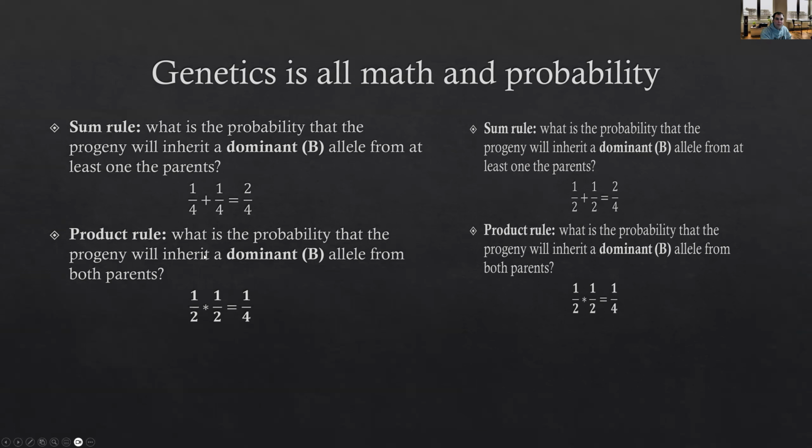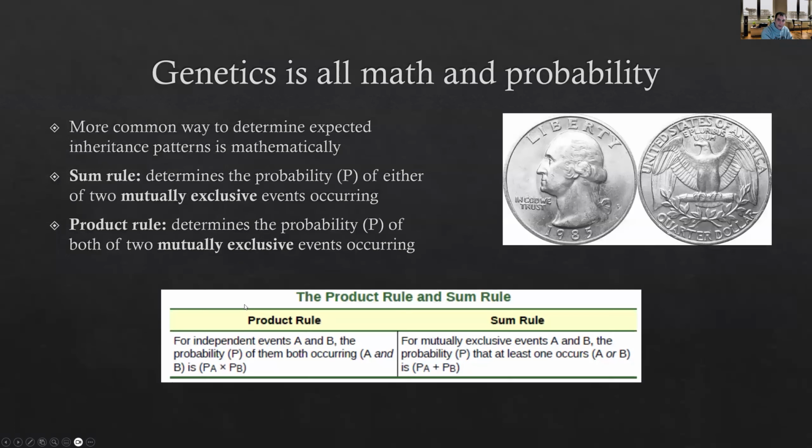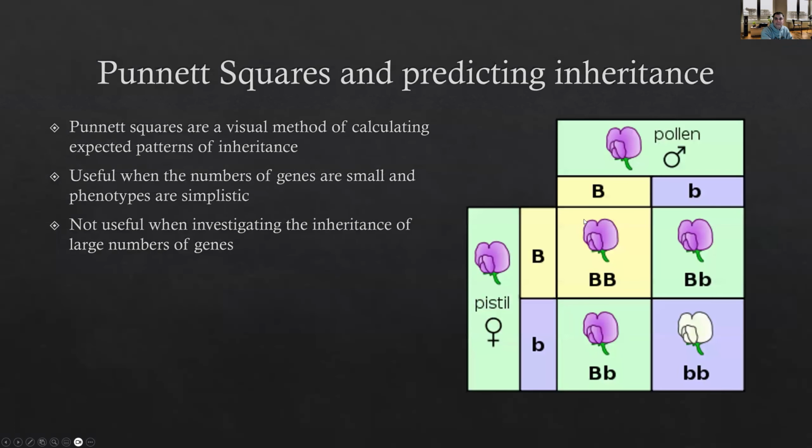The product rule then will be, what if you inherit it from both parents? What is the probability you get it from both? In other words, what's the probability of being homozygous for the dominant allele as opposed to being heterozygous for the dominant allele? Well, there's a 1 in 2 chance that you get it from dad, a 1 in 2 chance that you get it from mom. Multiply and we get 1/4. And if you look at the Punnett square, yep, there it is. There is our homozygous for the B allele. Here's our heterozygous, sum rule, homozygous.